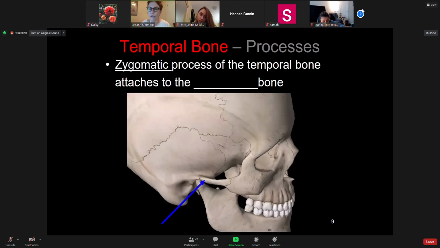A very important process is the zygomatic process of the temporal bone. This is the zygomatic process here of the temporal bone. It's a portion of the temporal bone, a big T, okay, and it is called the zygomatic process because it attaches to the zygomatic bone. Okay, but it's part of the temporal bone.